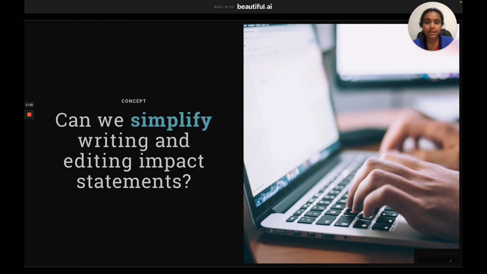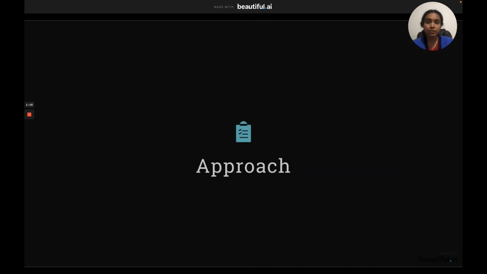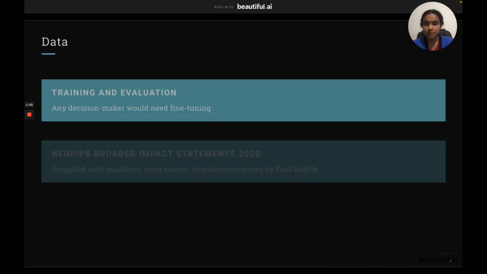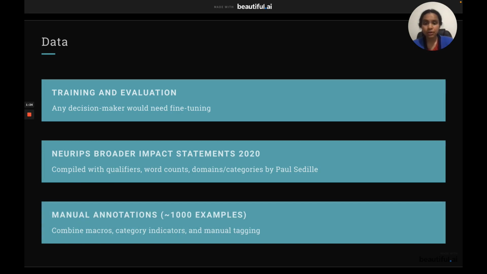Can we simplify writing and editing impact statements so that it's easier to overcome positivity bias, knowing that the bandwidth of human intervention is low, when there won't be many ethicists available and it's not time efficient or good for resources? First, we have to start with the data. We can harvest the RoBERTa impact statements from 2020, which are compiled with qualifiers, word counts, and domains and categories by Paul Sedil in 2021, so that we can train and evaluate a fine-tuned model.